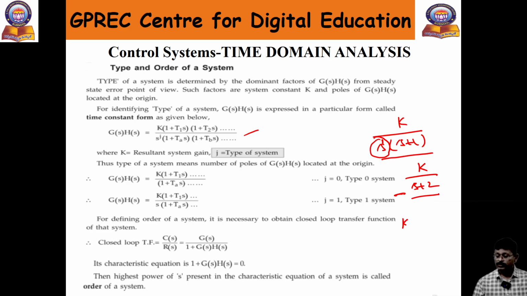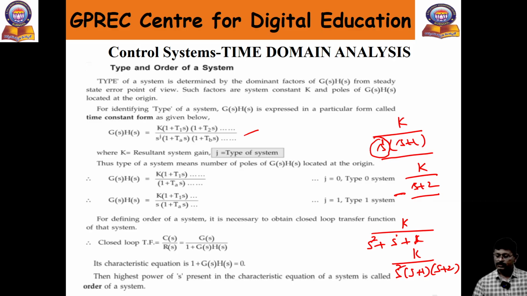Okay, suppose I take s by s square plus some s plus k. When we multiply all the terms in s, that is called the highest order. Now suppose I take s into s plus 1 into s plus 2. When we multiply everything, what is the highest order of s? How many s are there? 3 s. So the order is 3.